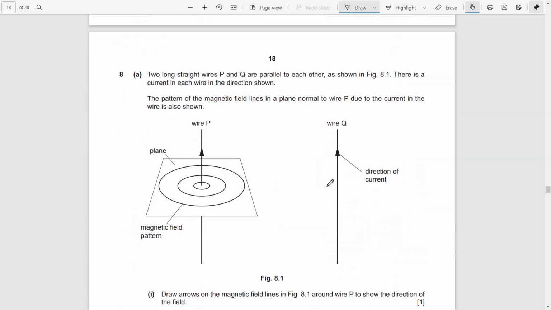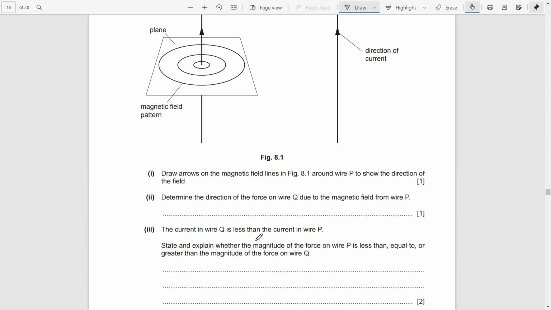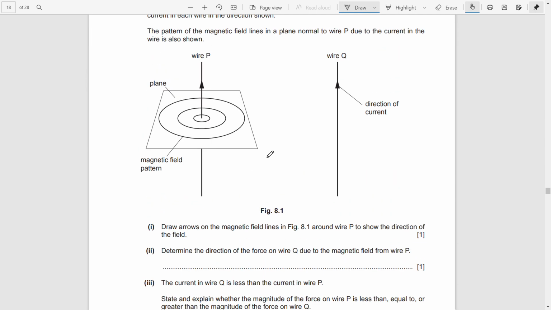Very simple question. Two long straight wires P and Q are parallel to each other as shown in figure 8.1. There is a current in each wire in the direction shown. The pattern of the magnetic field lines in a plane normal to wire P due to the current in the wire is also shown. Draw arrows on the magnetic field lines in figure 8.1 around wire P to show the direction of the field. It's very simple. Use Fleming's thumb rule, and the direction will be like this.